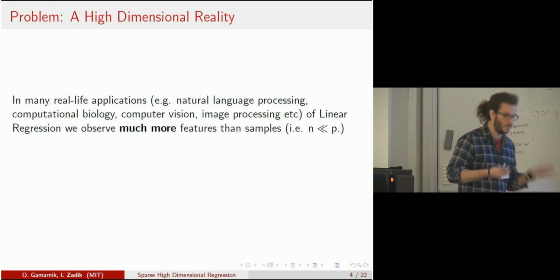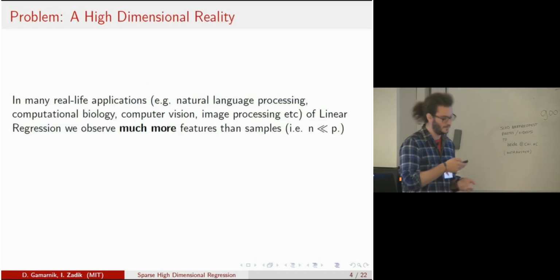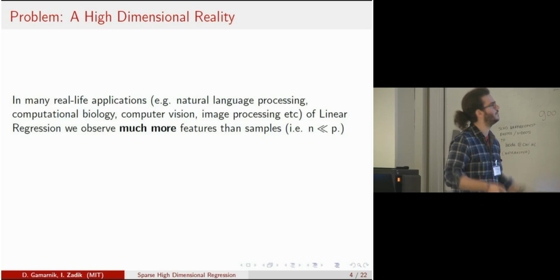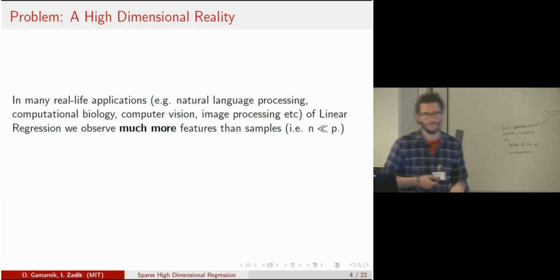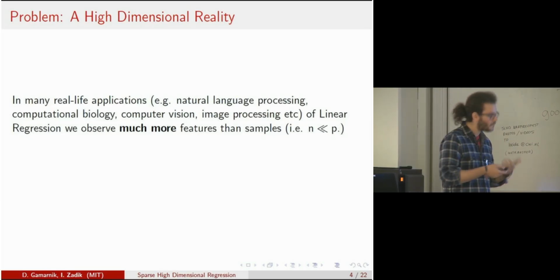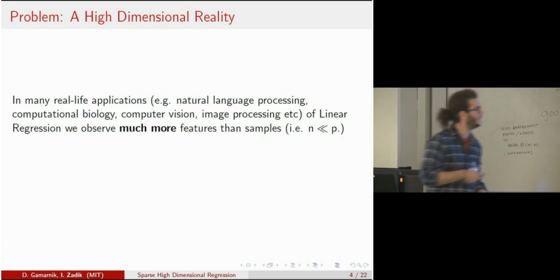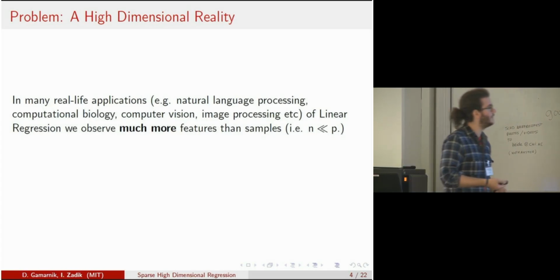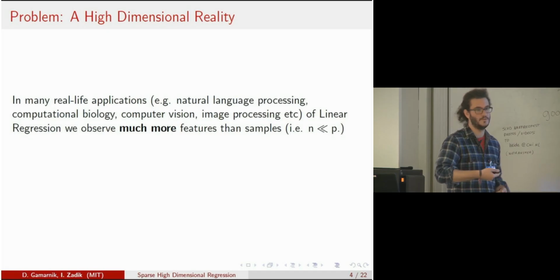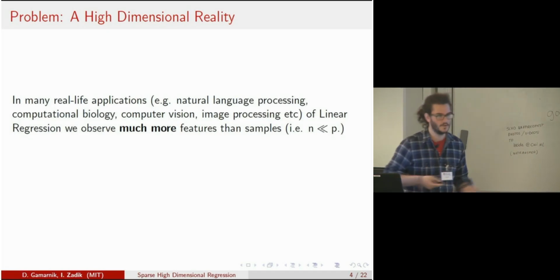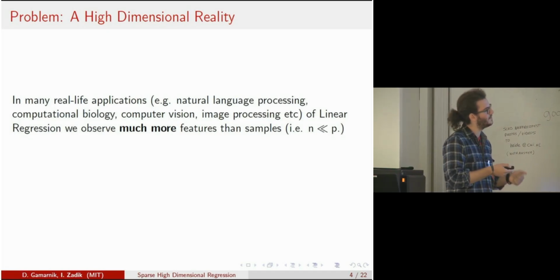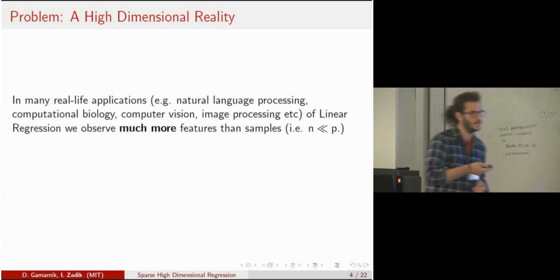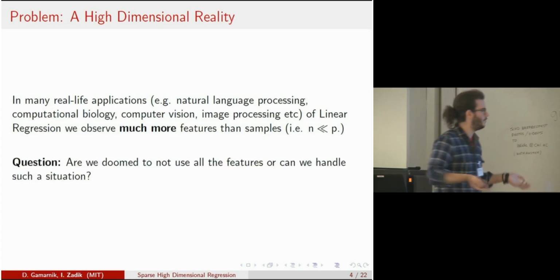But this brings problems in the reality, the high-dimensional reality, or the curse of dimensionality. In many real-life applications, for example in computer vision and image processing, when we try to apply linear regression, we observe many more features than samples. So we have many more pixels than images, or something like this. Mathematically, we say N is much less than P, and N and P are very large. So this naturally brings the question: do we have a contradiction?